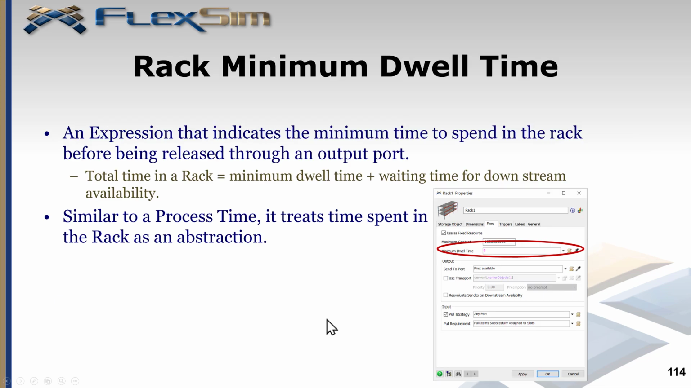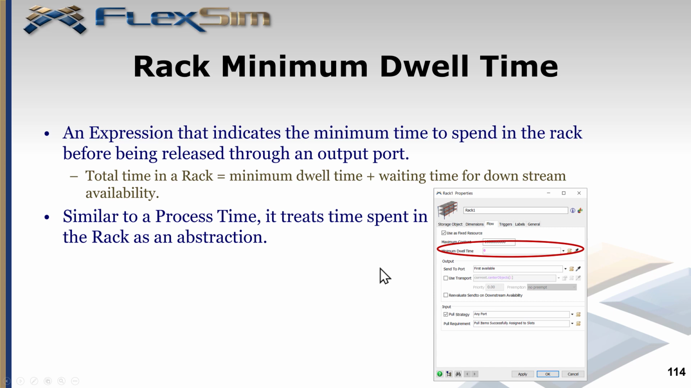Okay, rack minimum dwell time. It's one of the parameters on the flow tab of the rack object. Although this minimum dwell time field is probably not used so much in a real warehousing project, we will be using it in the next training model so that items stay in the rack for a little bit of time before exiting to the next downstream object in the model.